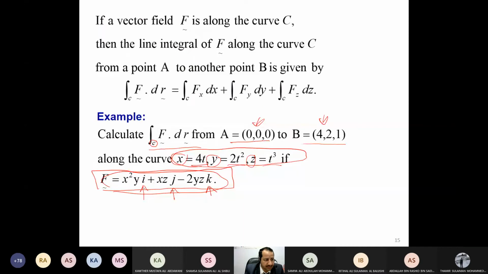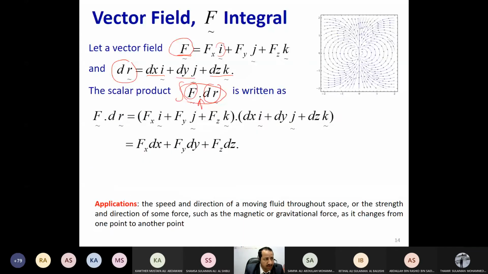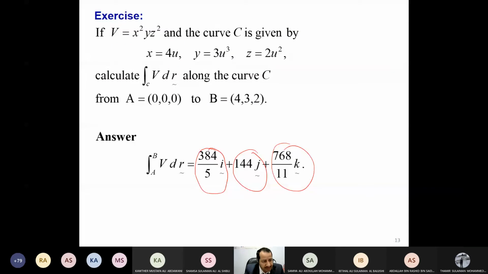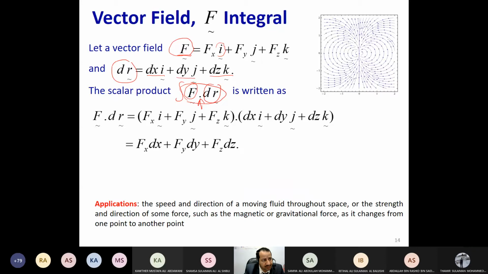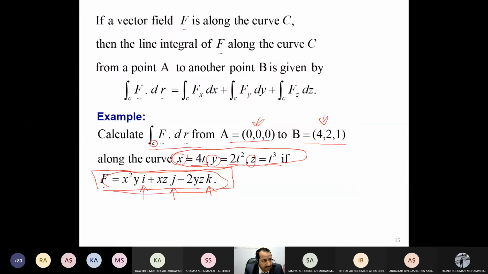You see here, the previous one, when we started with a scalar, this is vector field. Scalar field gives me vector. But vector field gives me scalar. Why? Because you see here, what we have? Vector dot vector. It means dot product. You remember from level 1, semester 1? Dot product gives me scalar. Right? So don't confuse between them.